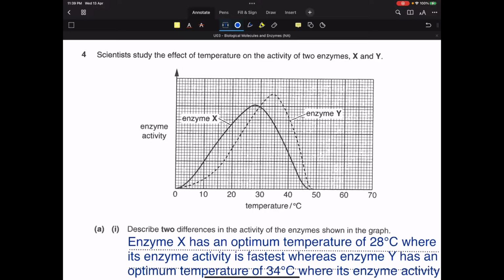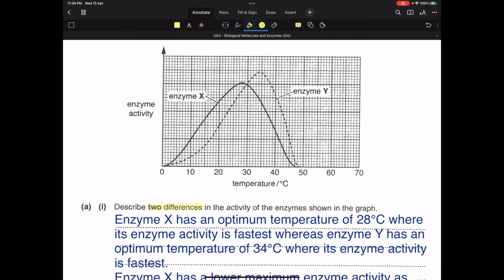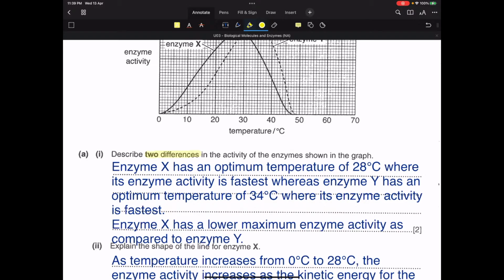enzymes X and Y. You're supposed to state down two differences in the activity of the enzyme shown. Okay, so the first marking point that we have is that enzyme X has an optimal temperature of 28 degrees, where its enzyme activity is fastest, whereas enzyme Y has an optimum temperature of 34 degrees, where its enzyme activity is fastest. So that is one marking point. I'm going to put down there that this is one marking point over here.